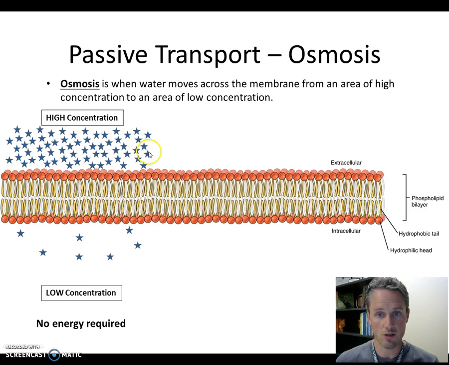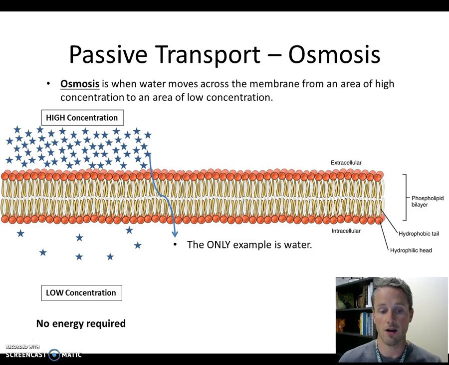One of these stars, which is now going to represent a water molecule, is going to move across the membrane by squeezing in between the spaces and getting to the other side. And that's osmosis. Again, the only example of osmosis is water, because osmosis is the simple diffusion of water.